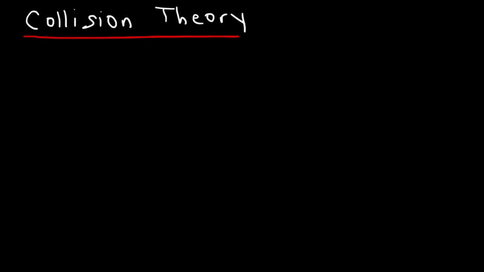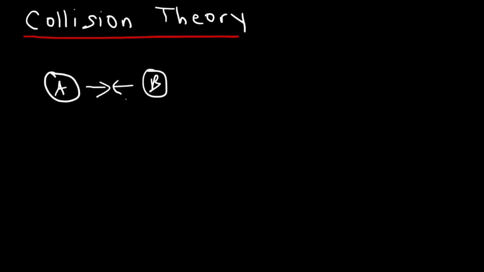In this tutorial, let's talk about the collision theory model. So what's the basic idea behind the collision theory? The basic idea is that for molecules to react, they have to collide. If they don't collide, there's not going to be any chemical reaction. If there's no physical contact between these molecules, nothing's going to happen. So molecules must collide in order to react.